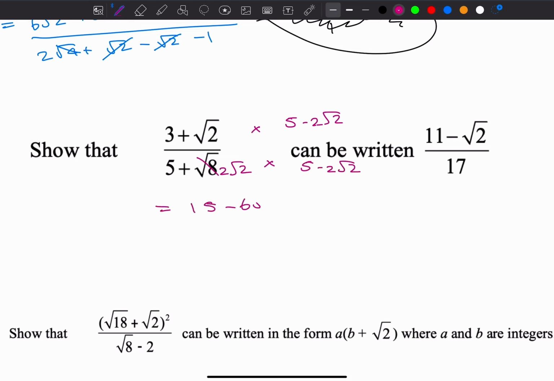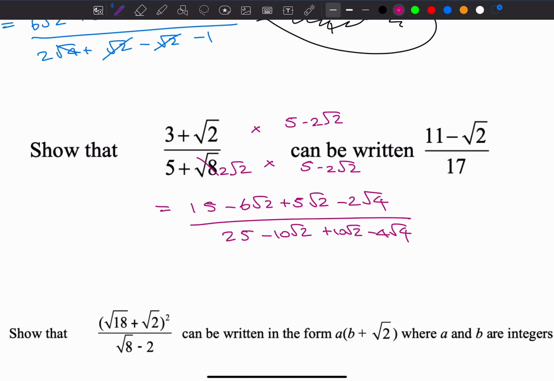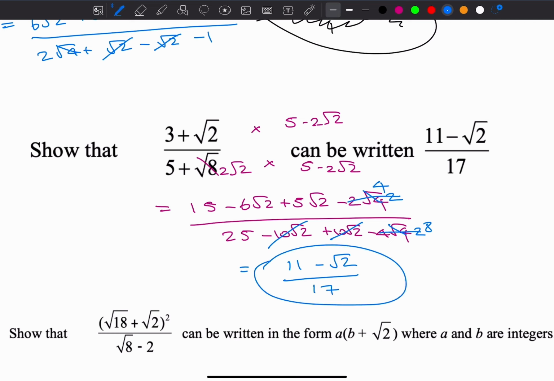15 minus 6 root 2 plus 5 root 2 minus 2 root 4 over 25 minus 10 root 2 plus 10 root 2 minus 4 root 4. Square numbers, root 4 is 2, 4 times 2 is 8, root 4 is 2, 2 times 2 is 4. That and that always cancel. 15 minus 4 is 11, minus 6 root 2 plus 5 root 2 is minus 1 root 2. Just write minus root 2 because it's better. 25 take away 8 is 17. There you go. Looks exactly like that.